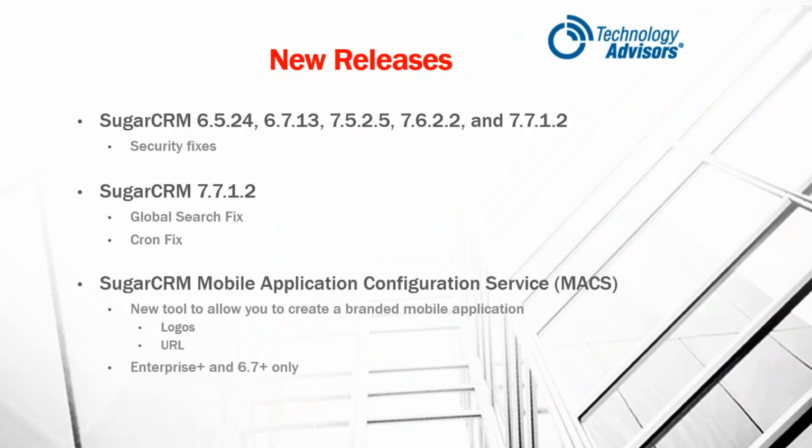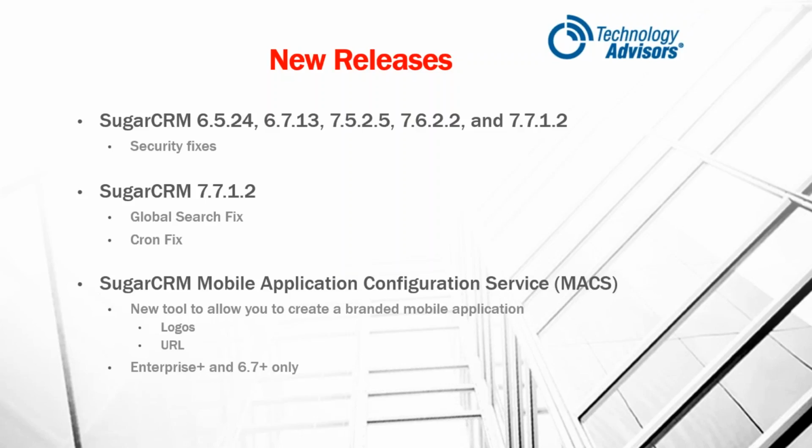All right, so the latest releases from Sugar, versions 6.5.24, 6.7.13, 7.5.25, 7.6.22, and 7.7.12 all address the same security vulnerability, so they had to release a patch for each of their supported versions right now. Version 7.7.12 also included some other bug fixes, specifically a major bug fix around global search, as well as one around cron, which runs scheduled jobs that kind of run behind the scenes in your Sugar environment.